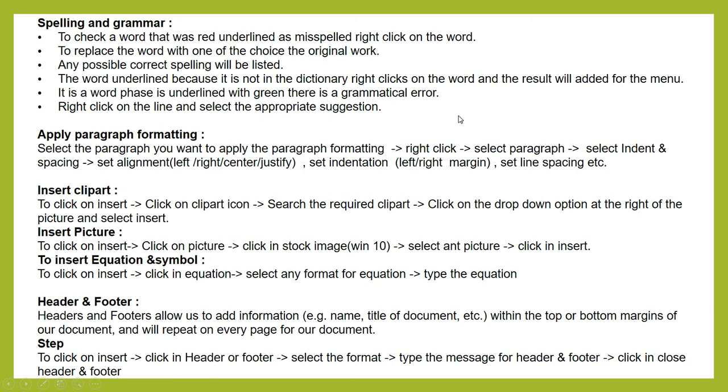Okay, then apply paragraph formatting. After typing the paragraph, if you want to make some formatting, you have to go through these steps. What are the steps? Select the paragraph you want to format, right click, select paragraph, then select indent and spacing, where you should set the alignment options. Inside the alignment option, left align, right align, center align and justify are there. You can select any one.